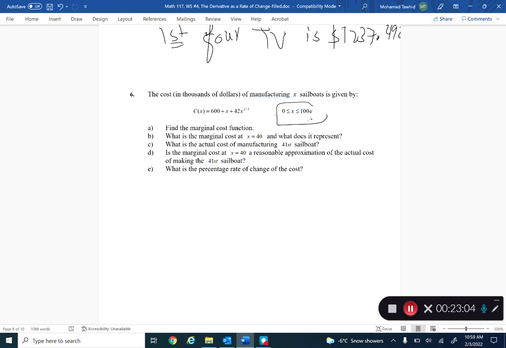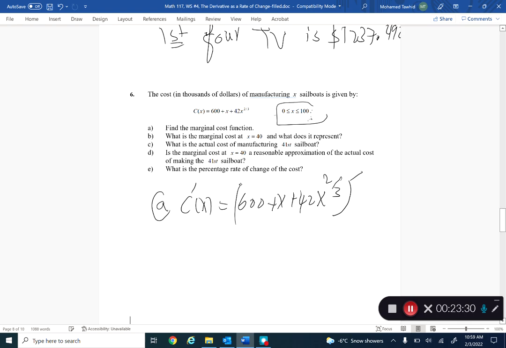So here, very quickly, find the marginal cost. Can you tell me what the marginal cost is here, guys? Very quick, go ahead and find the derivative. All of you, start. So the marginal cost here is C prime of x, which is the derivative of 600 plus x plus 42 x to the power 2/3. The whole thing prime, right? I need to take the derivative of this.